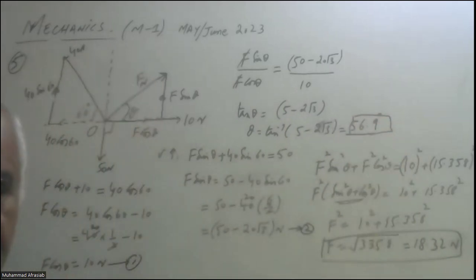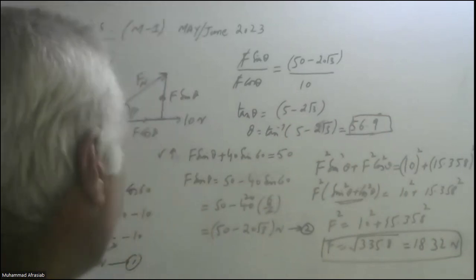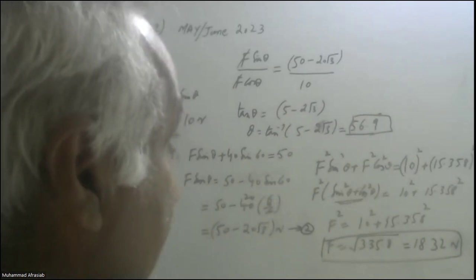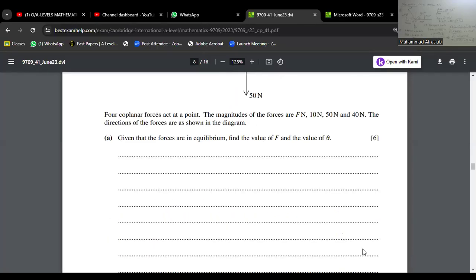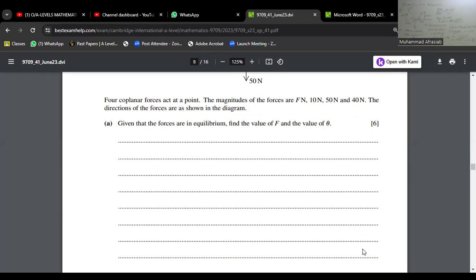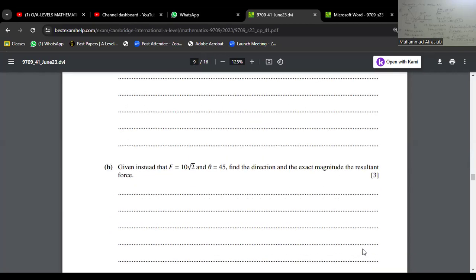So these are the two calculations which are going to be solved in this first part, to find the value of F and theta there. Part B now. Given that the value of F is 10 root 2 and theta is equal to 45, find the direction and the exact magnitude of the resultant force.